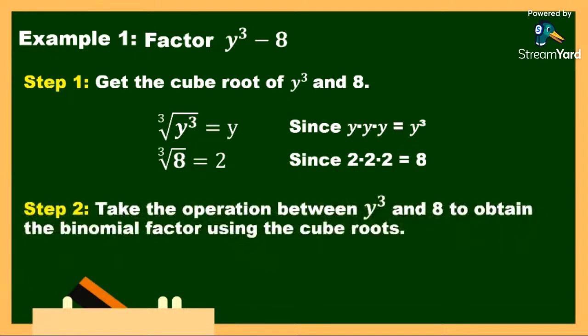Then the second step is take the operation between y cubed and 8 to obtain the binomial factor using the cube roots. Okay, ngayon naman gagamitin natin yung operation na ginamit doon sa ating polynomial na y cubed minus 8. And ang ating mapo-form na binomial factor ay y minus 2. Si y ay yung cube root ni y cube and si 2 naman ay ang cube root ni 8.